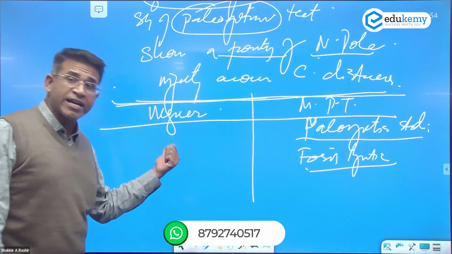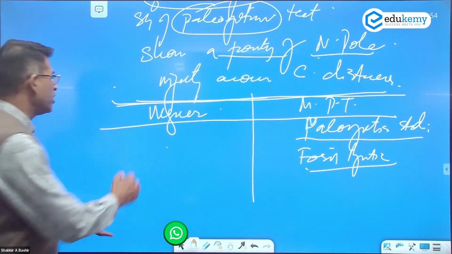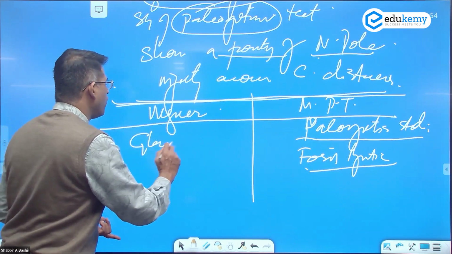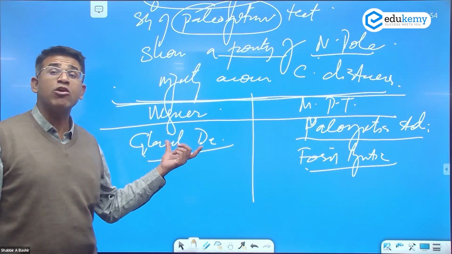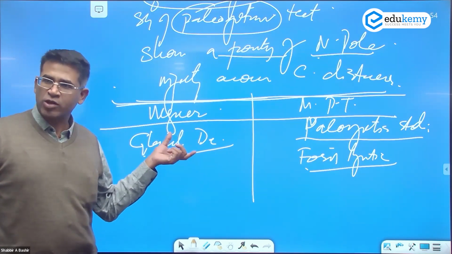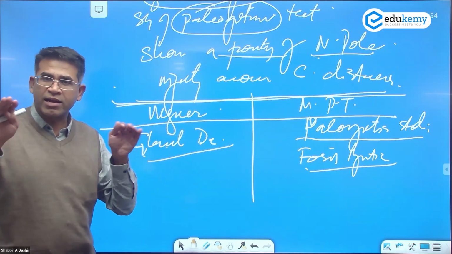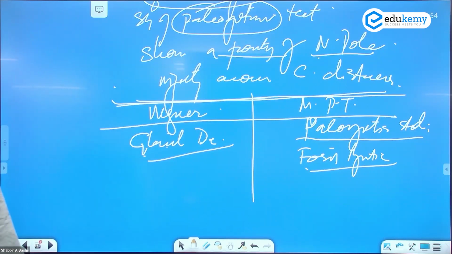But when Wegener did it, he had used the evidences of glacial deposits. This is not based on paleomagnetism. It's based on the polar glacial deposits. I hope you got the point here. By poles में there are glacial deposits, right? Glacial till है, moraines याद आ रहा है आपको?